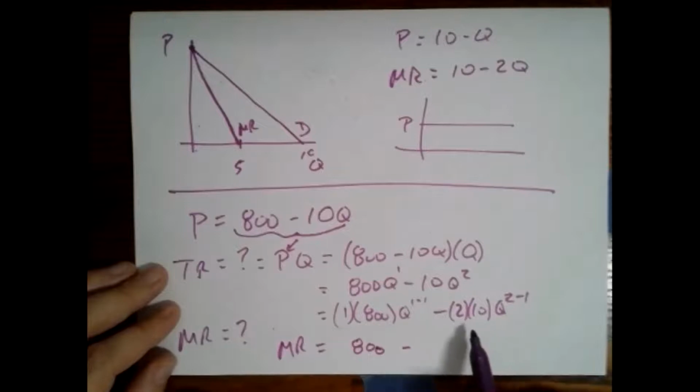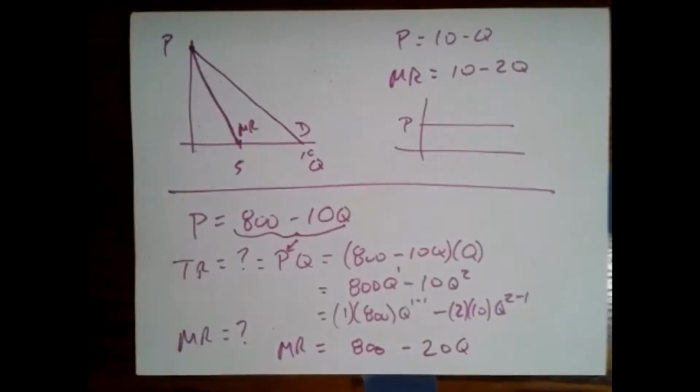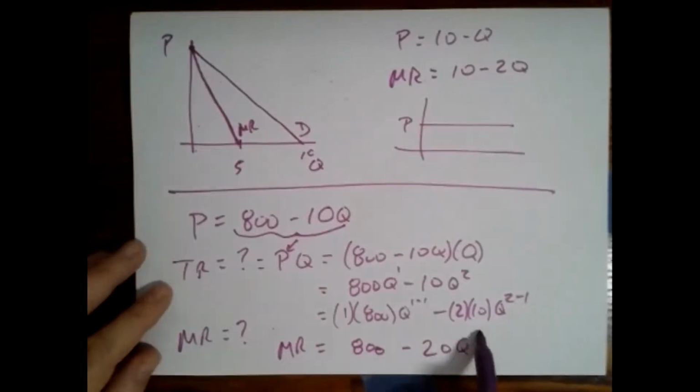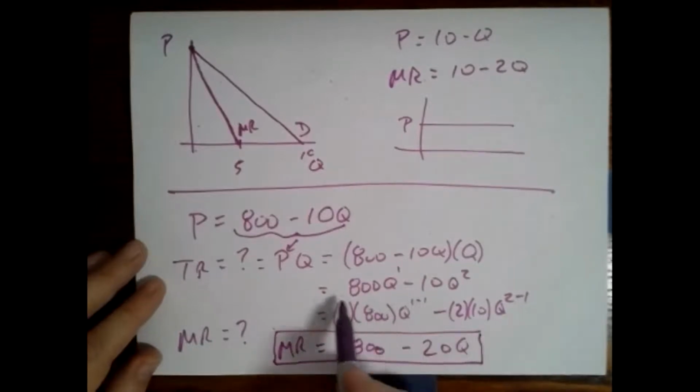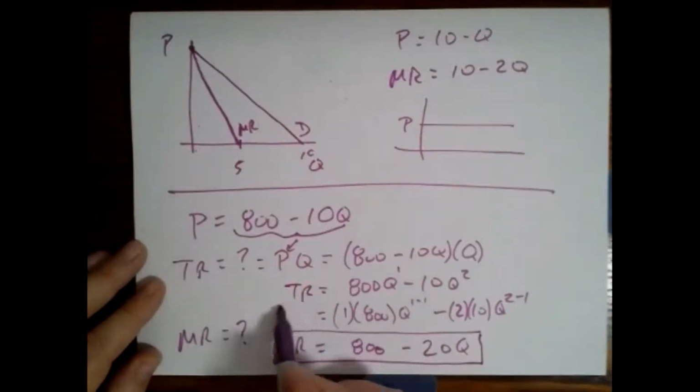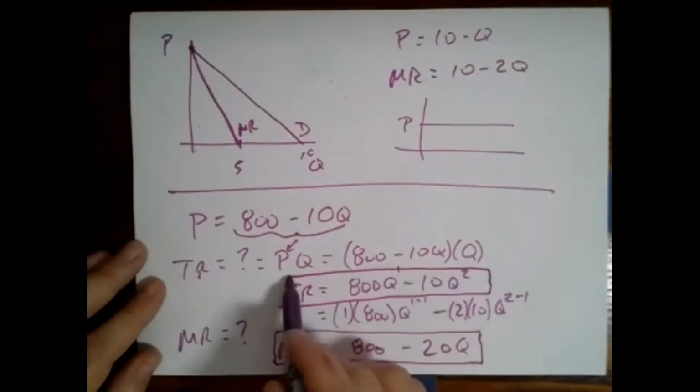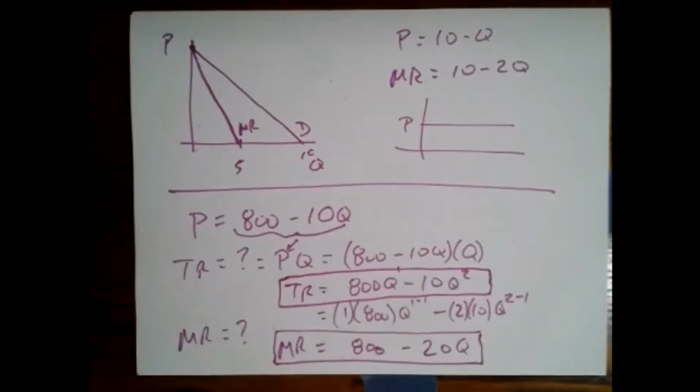Then we have minus 2 times 10 is minus 20. And then we have Q to the 2 minus 1. So that's Q, 2 minus 1 is 1. So we have Q to the 1. Anything to the first power is just itself. So the marginal revenue is 800 minus 20Q. And the total revenue, well, I messed it up a little bit with the 1 there, but is 800Q minus 10Q squared.